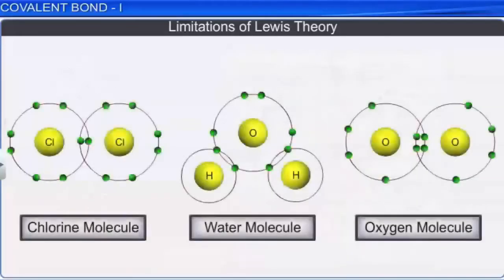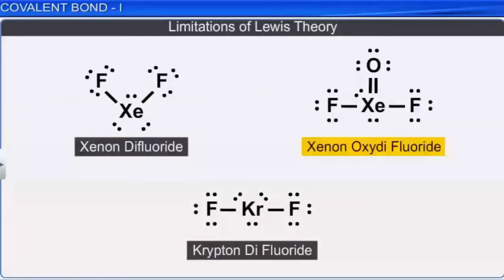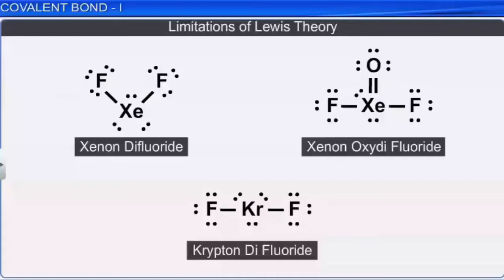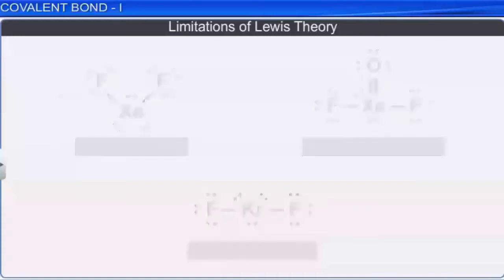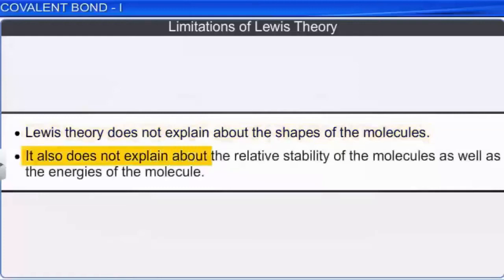We know that each atom gets stability due to octet in its valence shell. But some elements like krypton and xenon form compounds in spite of having octet in the valence shell, such as xenon difluoride, xenon oxydifluoride, krypton difluoride, etc. The octet rule couldn't explain this anomaly. Lewis theory does not explain the shapes of the molecules. It also does not explain the relative stability of the molecules as well as the energies of the molecule.